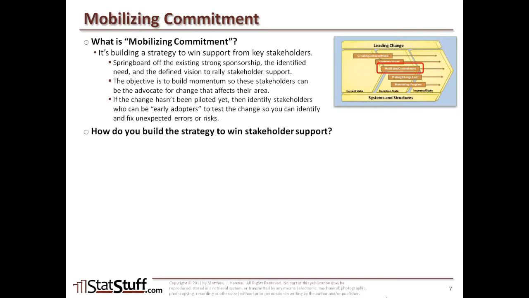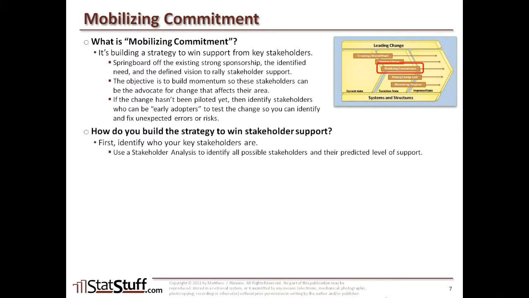So how do you build the strategy for winning stakeholder support? Well, first you identify who your key stakeholders are. And you could use a stakeholder analysis to identify all the possible stakeholders and predict the level of support they're giving you. And for any stakeholders not considered to be strongly supportive, identify their potential source of resistance.